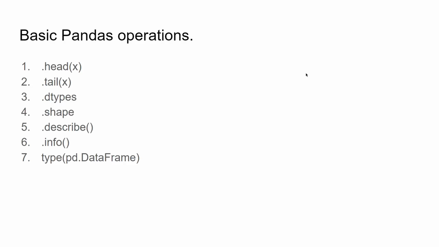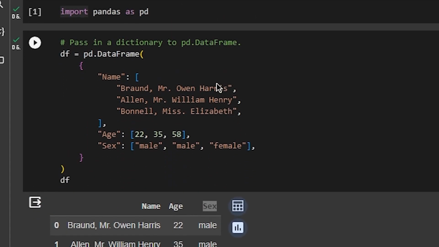So in this tutorial, we're gonna see some basic pandas operations. We're gonna see the .head, the .tail, the .dtypes, the .shape, .describe, .info, and the type. So let's dive into code. What I want you to do is import pandas as pd. This is the first step.